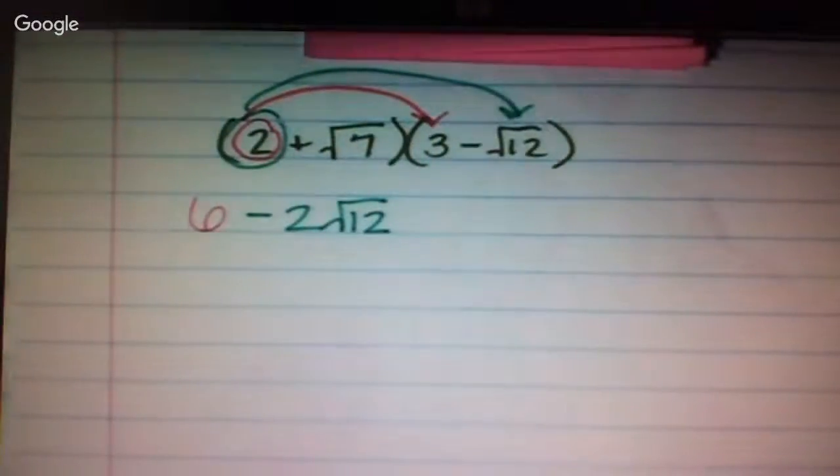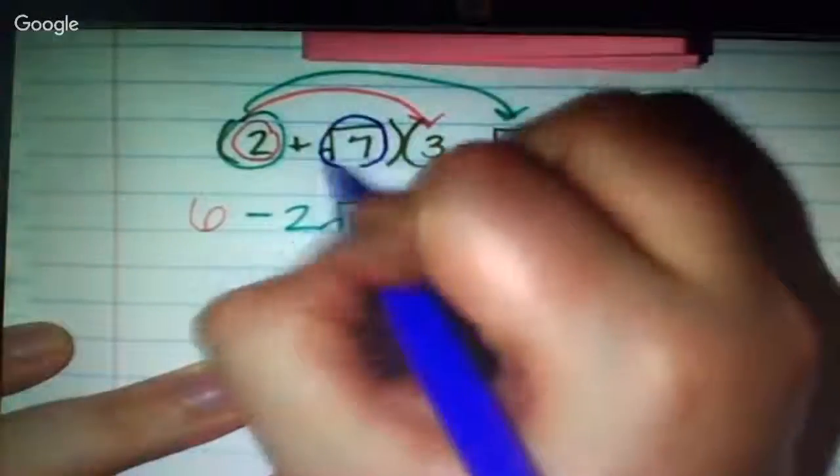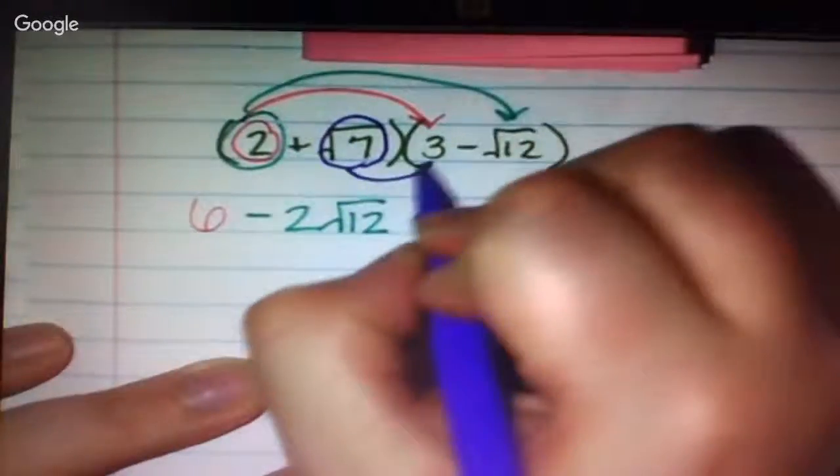Oh, I lied. I need one more color. Okay, so I distributed the 2 through. Now I need to distribute this negative 7 through. Negative 7 times 3.